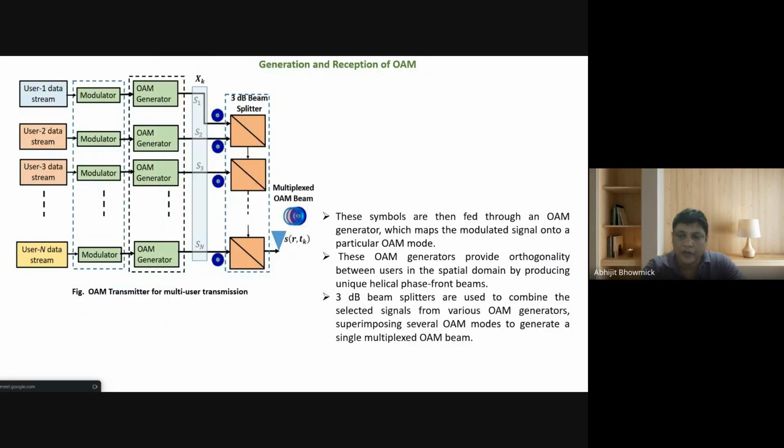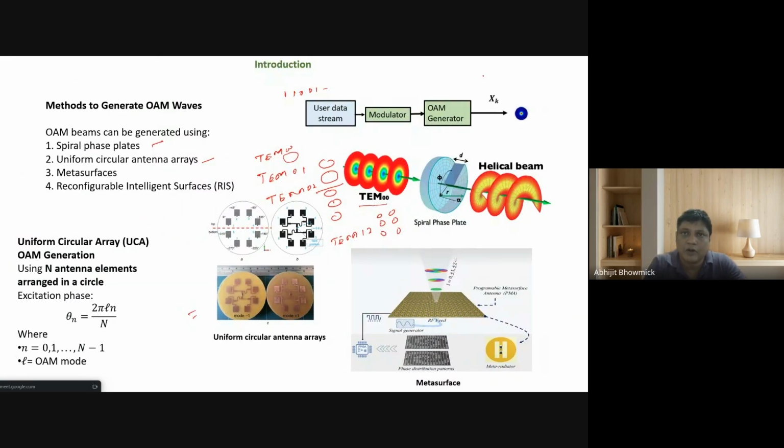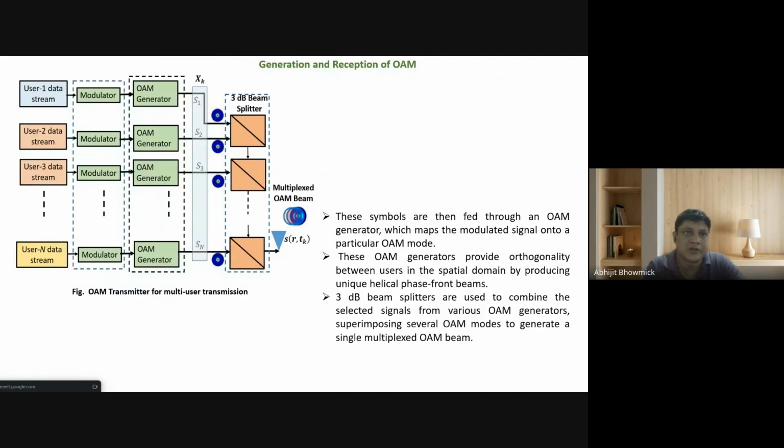Now, if we look at this, I took a simple block diagram for OAM signal generation. Basically, I want to show how OAM modes can be used to transmit data, or a data stream. Say there are multiple users. For multiple users, I have to use multiple modes. So in that case, what does the transmitter system look like?